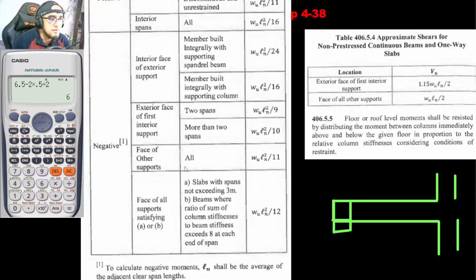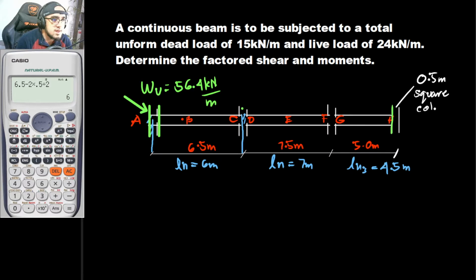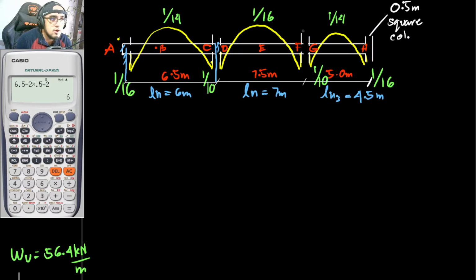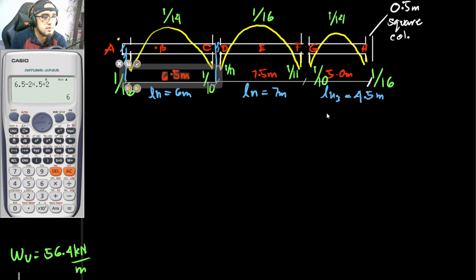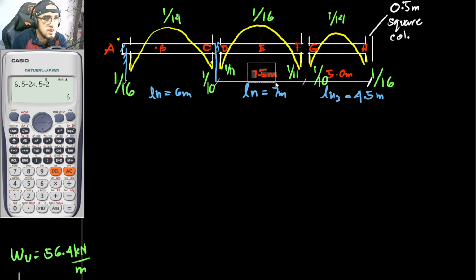Okay, so for the face of all other supports, we will be making use of WLn squared over 11. With that, guys, this is now to be 1 over 11. So 1 over 11 na ito, and 1 over 11 din ito. We are already complete with the moments. I mean, with the coefficients.